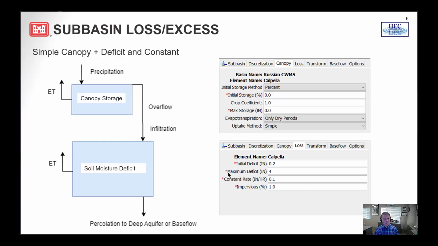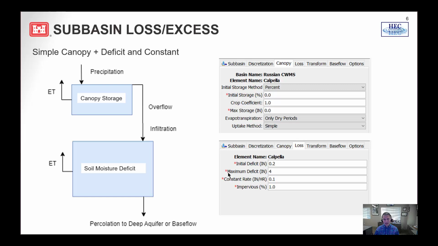All right, let's jump into simple canopy and deficit and constant. Most SHMS models are using simple canopy and deficit and constant, and the way that I think about these two options is they're simple tanks, right? So canopy storage is represented by a layer, some kind of storage depth, and then the soil is represented by one layer as well.